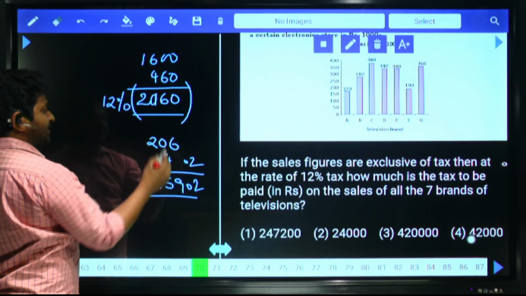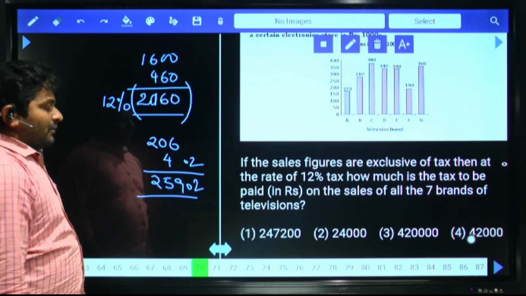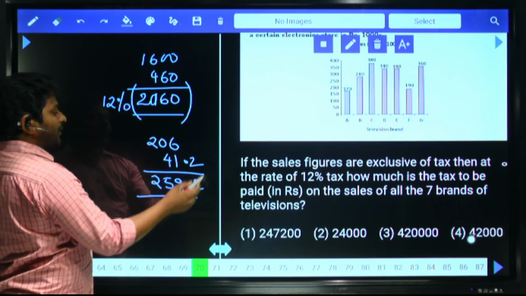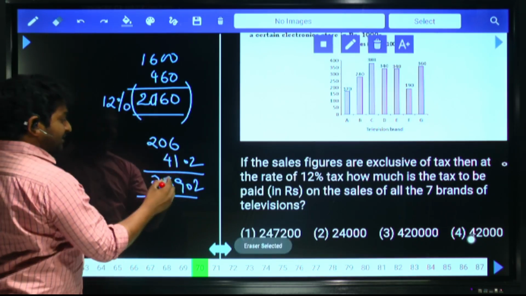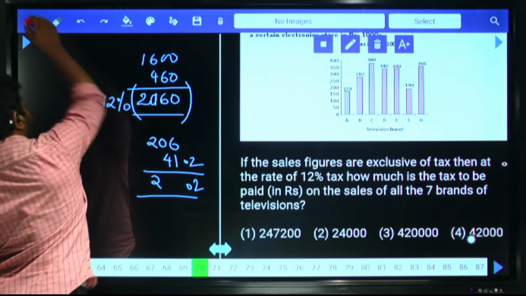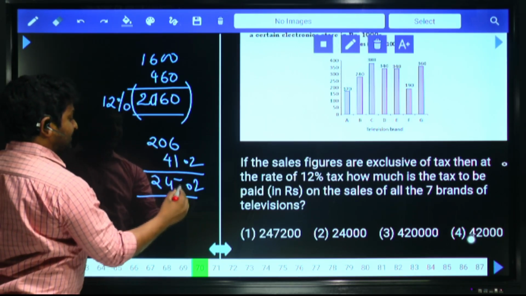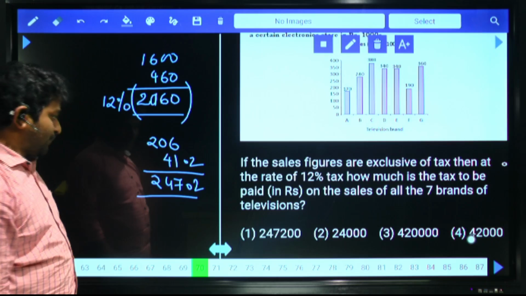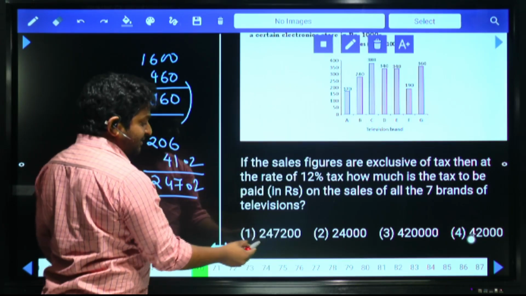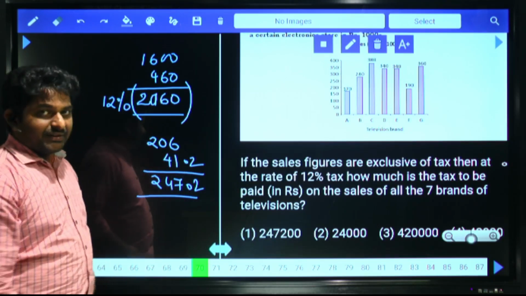10% is 206, 1% is 20.6, 2% is 41.2. Then the final answer is 247.2. 247.2 into 1000, because all the values are in thousands. Answer is the first option, 2,47,200.